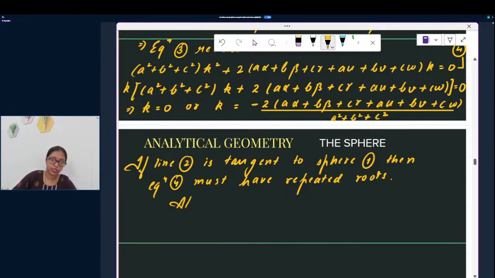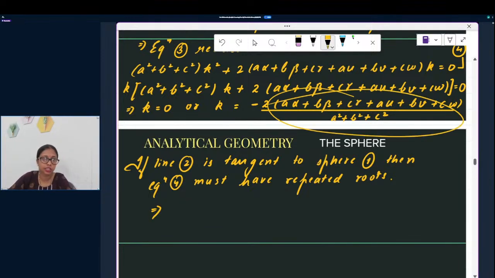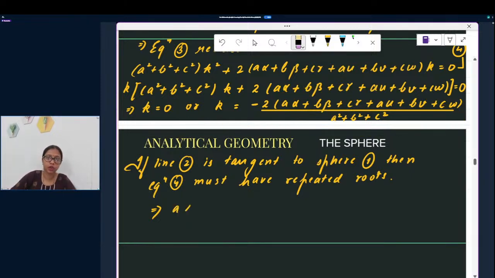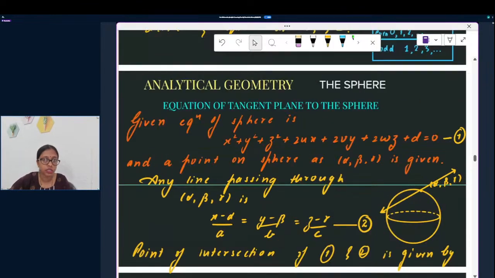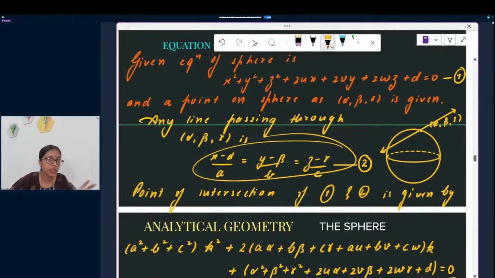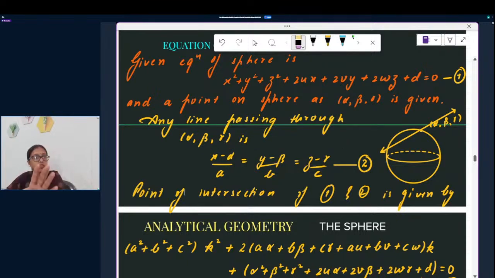It also implies these two are same, the fraction has to be equal to 0. Fraction is 0 if numerator is 0. It implies a alpha plus b beta plus c gamma plus au plus bv plus cw is equal to 0. This is a condition on this line, if this line is the tangent to the given sphere at the point of contact alpha, beta, gamma.